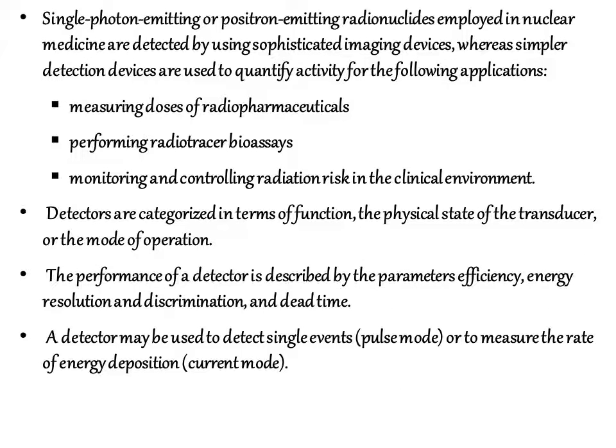The photon emitting or positron emitting radionuclides employed in nuclear medicine are detected by using imaging devices, whereas simpler detection devices are used to quantify the activity for the following applications. They are used for measuring doses of radiopharmaceuticals. They are used for performing radiotracer bioassays. They are used in monitoring and controlling of radiation risk in the clinical environment.